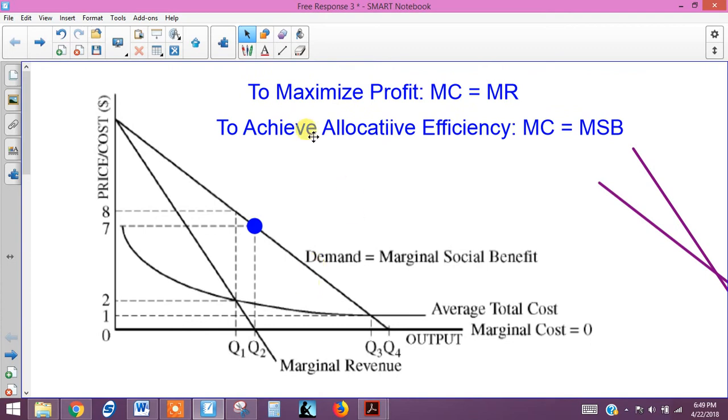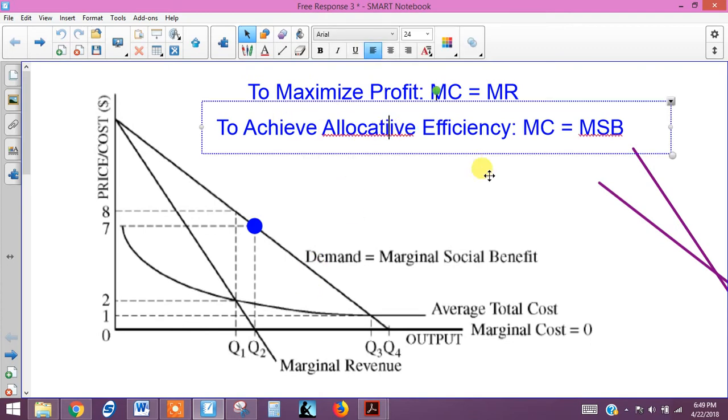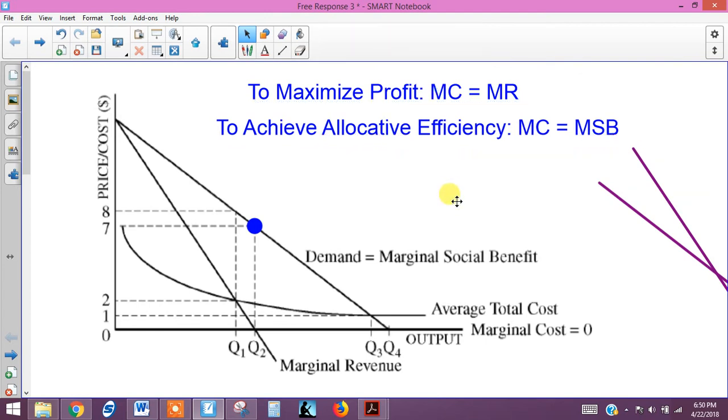Now we know that in order to achieve allocative efficiency, we want to find the output where marginal cost equals marginal social benefit, or demand. This is also a demand. Okay, so let's go down and find where that is. And that's going to be right here.